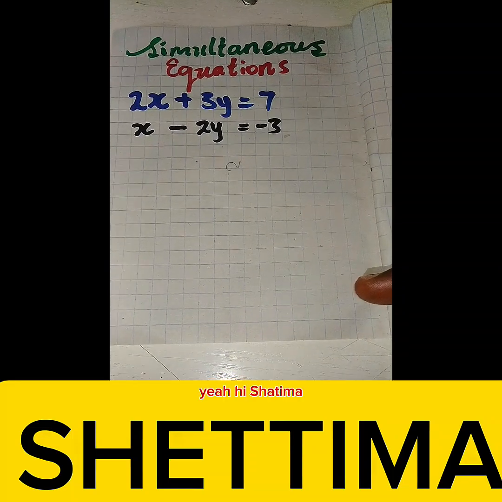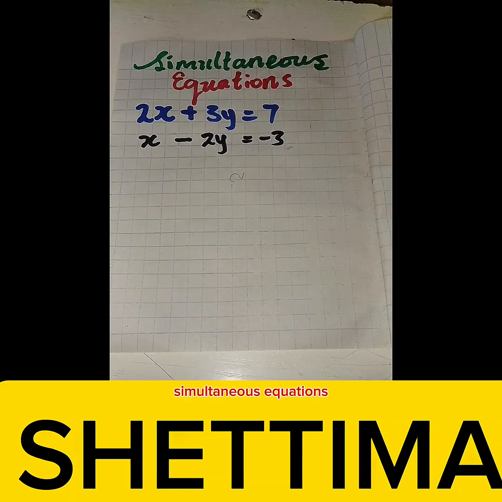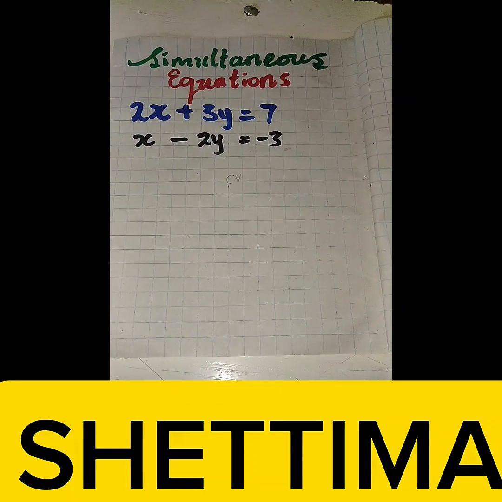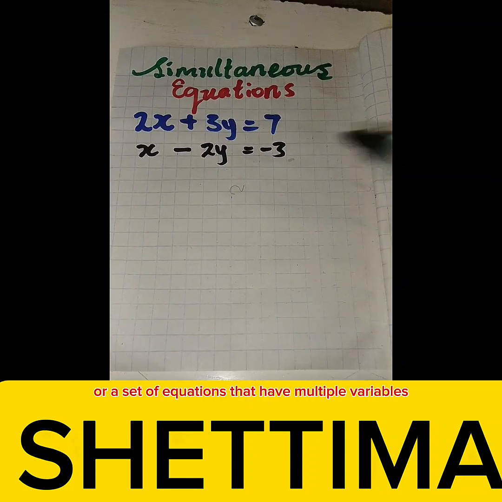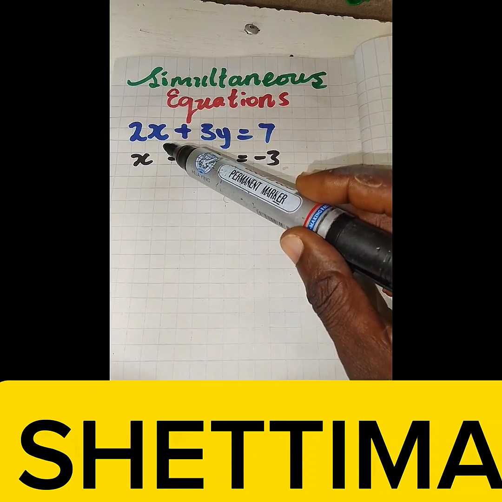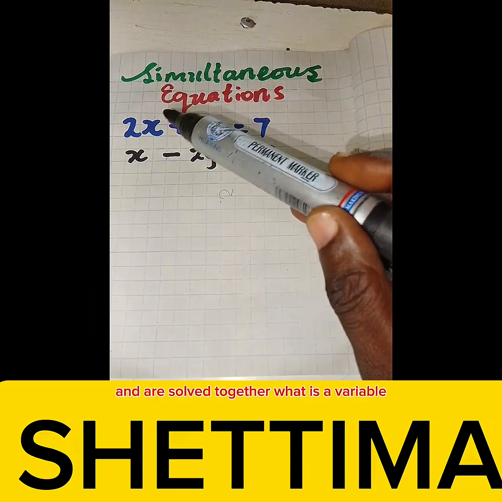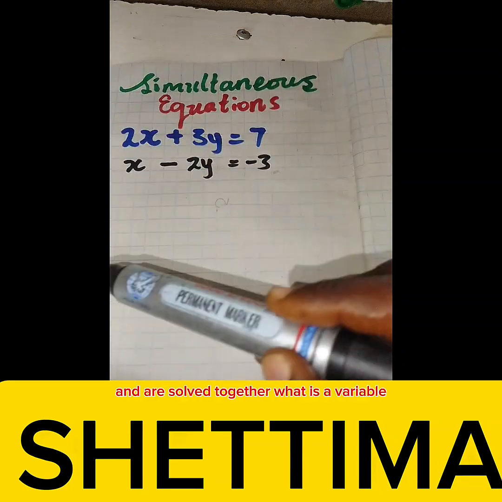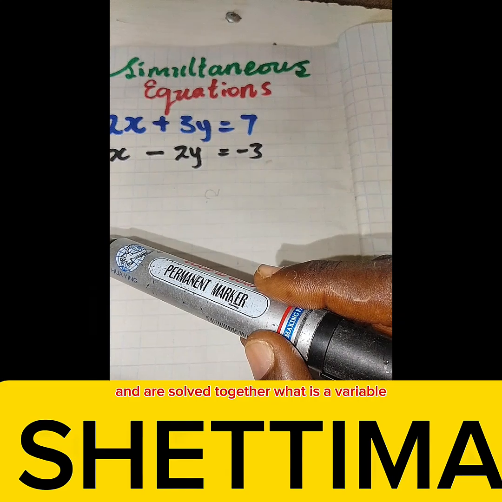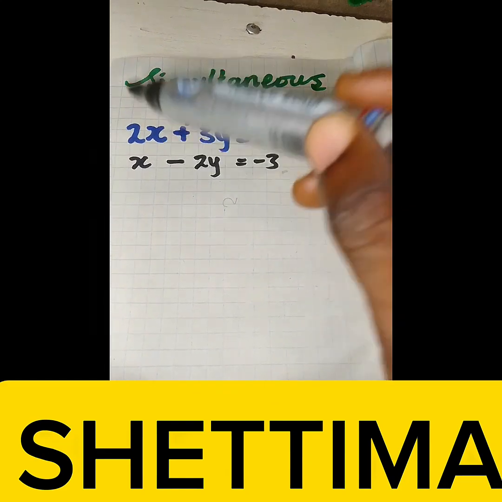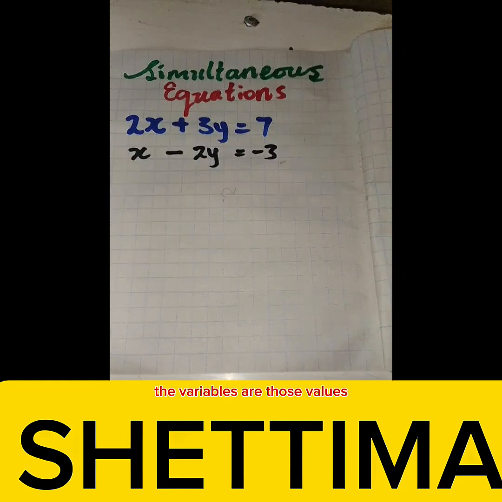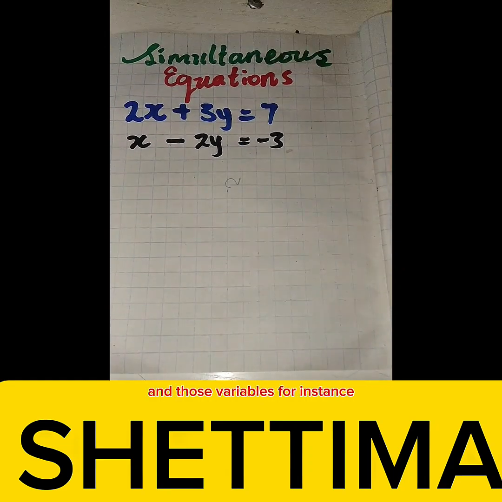Hi, simultaneous equations. These are equations or sets of equations that have multiple variables and are solved together. What is a variable? A variable changes. Variables are those values that can change.